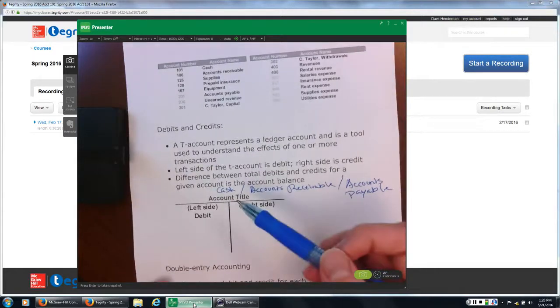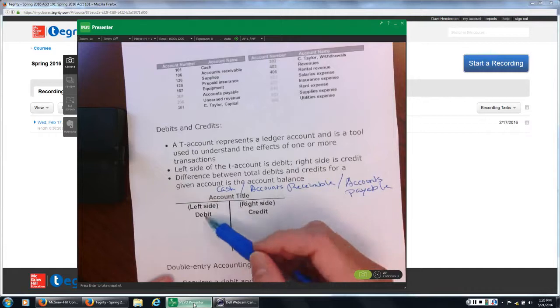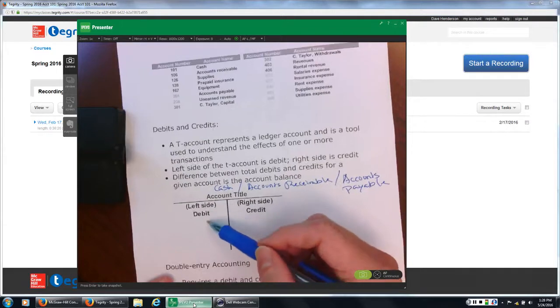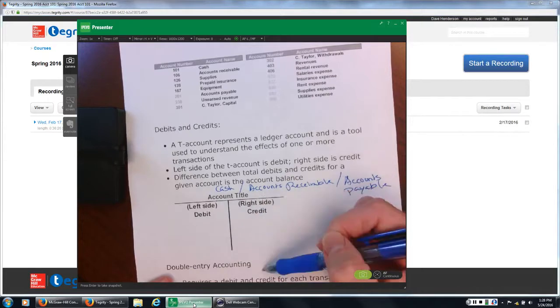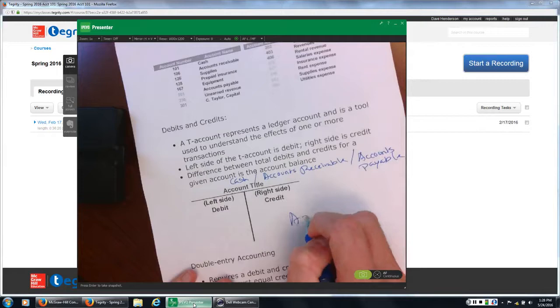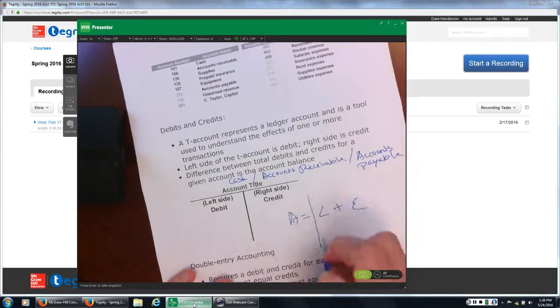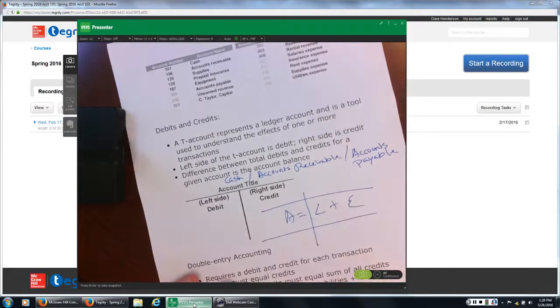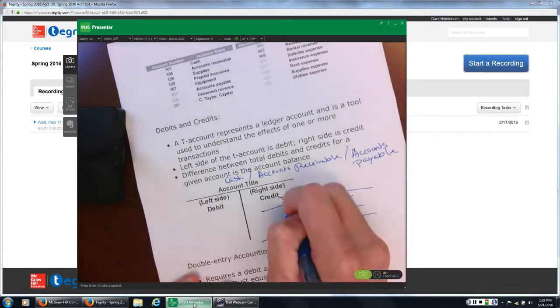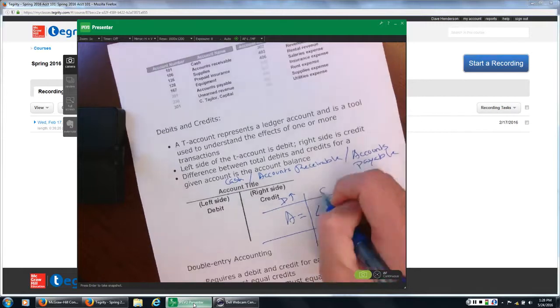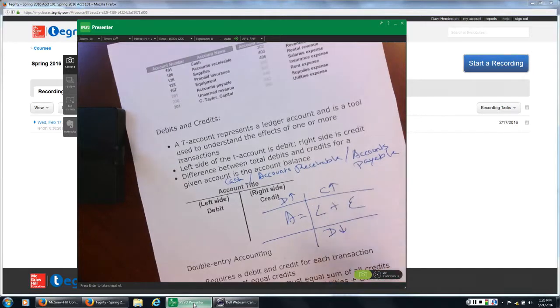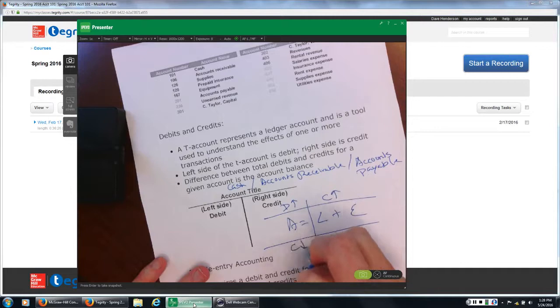So what we would have right here with cash, we would say, okay, we have all the debits of cash, which would be showing up on the left side. All debits show up on the left side of the T account. All credits show up on the right side of the T account. Okay. So one of the ways that I remember debits and credits is to think about it in the accounting equation like this. So we have our accounting equation: assets equals liabilities plus equity. Okay. Debits increase assets, and debits decrease liabilities and equity. Credits increase liabilities and equity, and credits decrease assets.